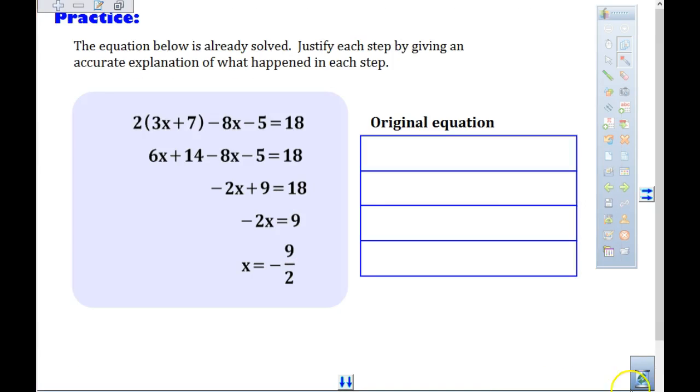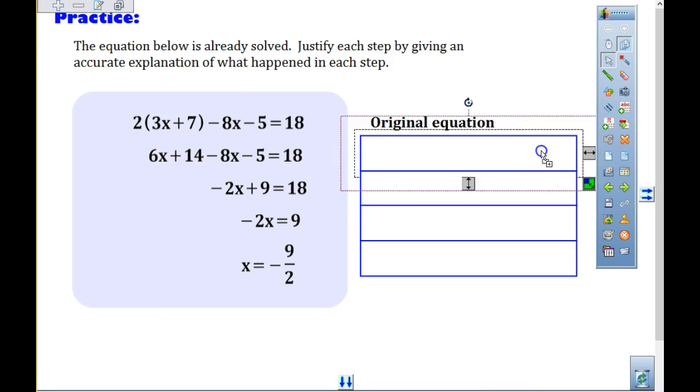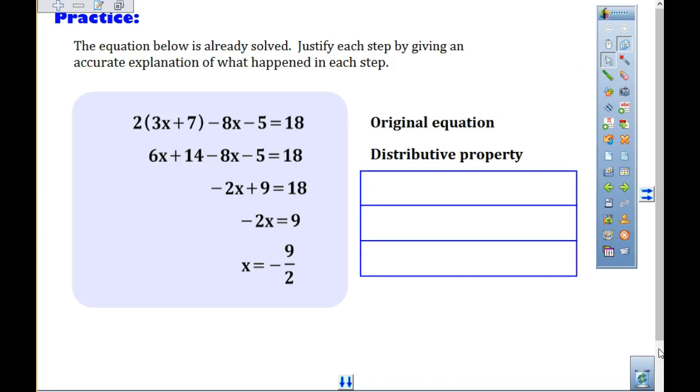So the last thing we're going to do before we get you started on your homework, you're going to have quite a bit of time. Hopefully you almost have this whole thing done before you leave. And if you finish it, you can get on Dreambox and try and get some more lessons done, because that's our goal with that. But in this one, it says we've already solved this equation. We need to justify the steps by giving an accurate explanation of what has happened in each step. So in the first one, we got rid of the parenthesis. What property gets rid of the parenthesis? The distributive property. So please write distributive property.